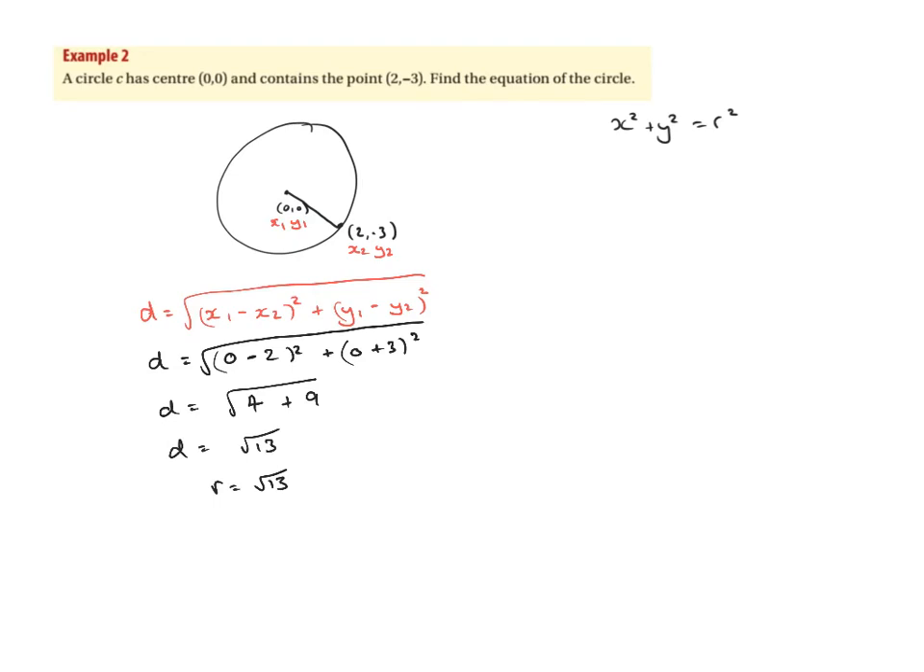Put it into the equation of the circle. The equation of the circle is over here. So we've got x squared plus y squared is equal to r squared, which we just worked out over here. So root 13 squared, I'll write it out for now. So it's root 13 all squared. And if you square a square root, we should be happy that x squared plus y squared is equal to 13. And we are done.